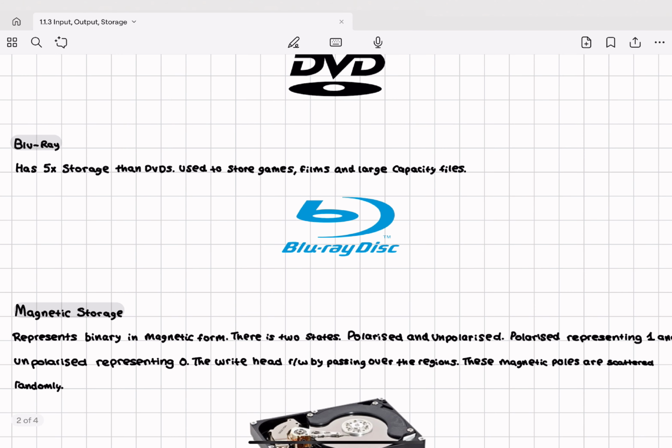And then you have another optical media called Blu-ray, and it has 5 times the storage of DVDs. They are often used to store games, films, and even larger capacity files.